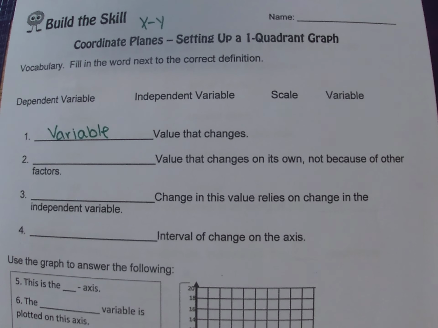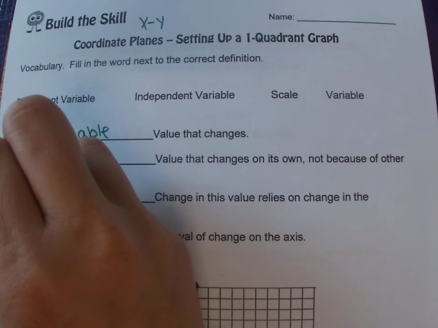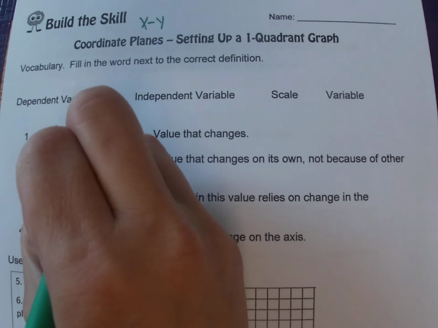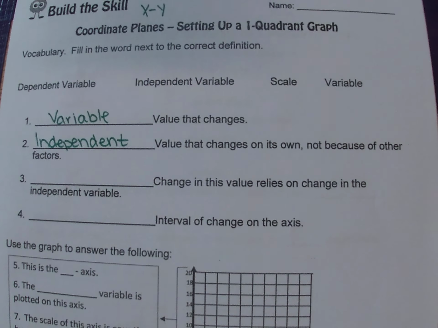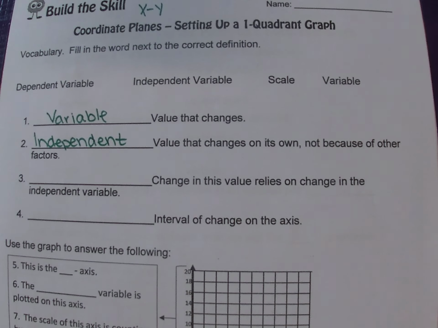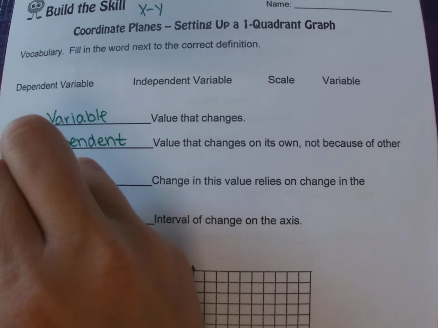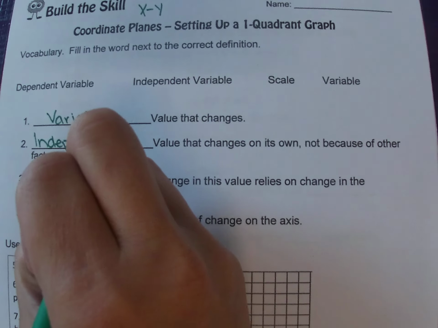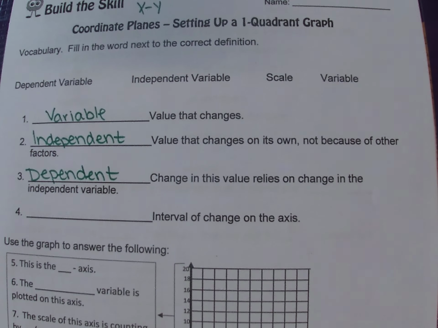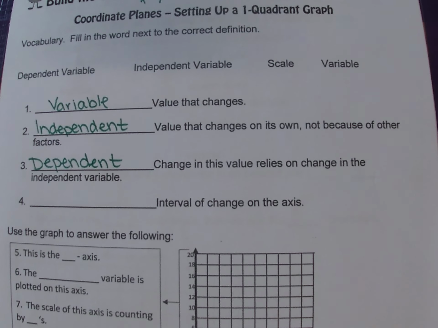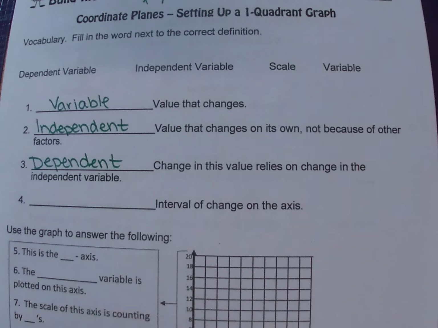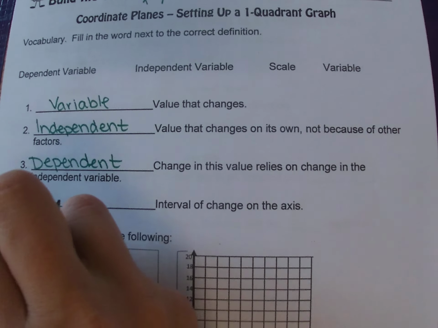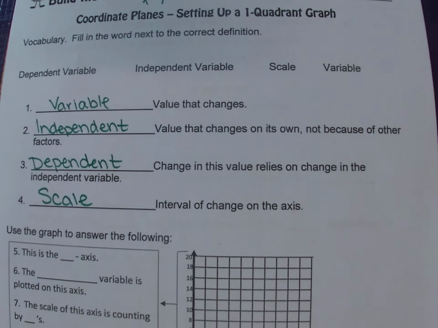The value that changes on its own, we call the independent variable. The independent variable is the variable that we cannot control, while the dependent variable is relying on whatever is changing in the independent variable. I would hope that these are words we've heard before. These are not going to be on your test right now, but words I want us to be familiar with, things that we just want to say we've heard before. The scale is how that value is changing on either of the axes.